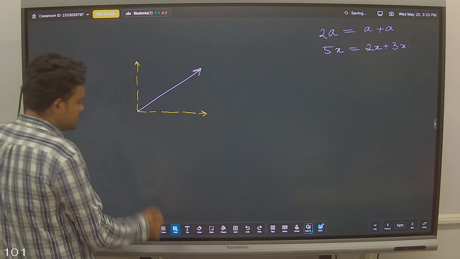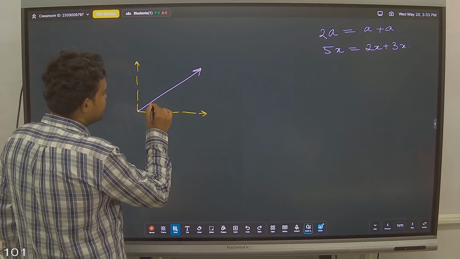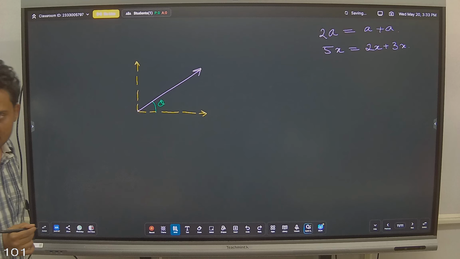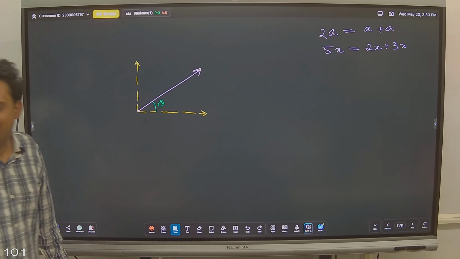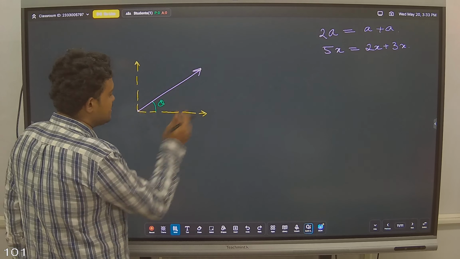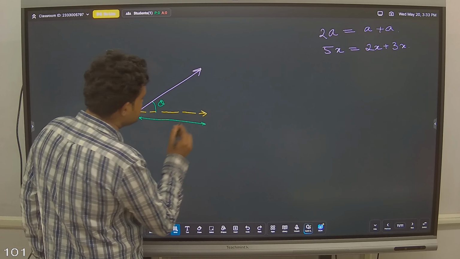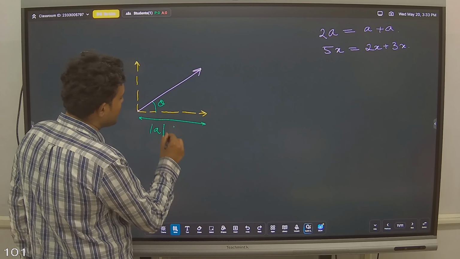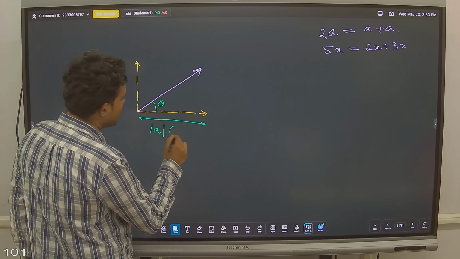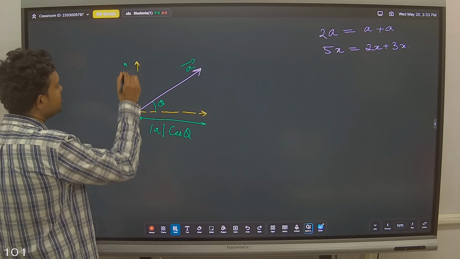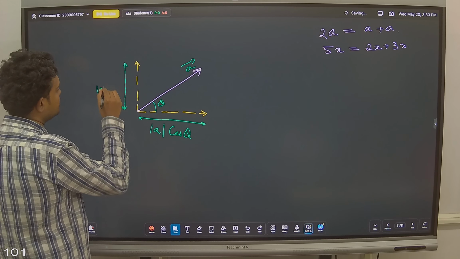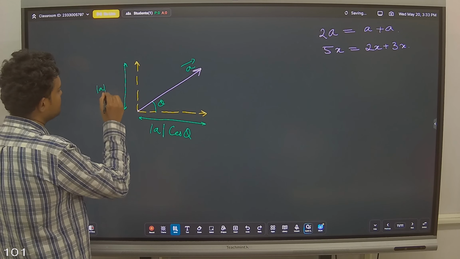If this angle is theta, this is going to be mod A cos theta, right? If this is A vector, this length is going to be mod A cos theta, and this length is going to be mod A sin theta, right? And the angle between the two vectors is going to be 90 degrees because they are rectangular components, right? What do you get when you add the two vectors?